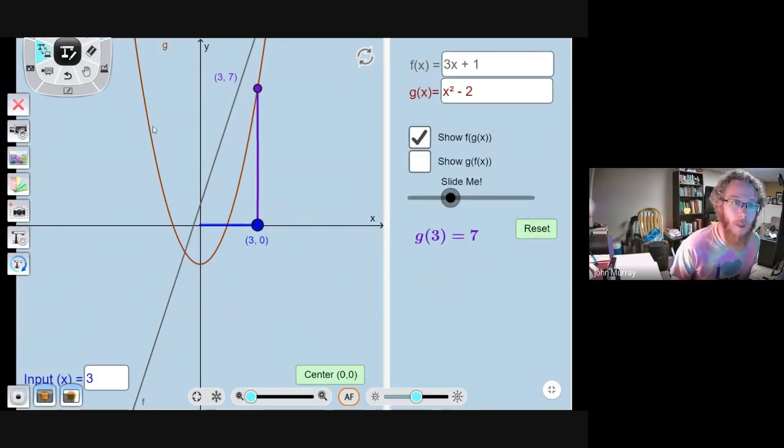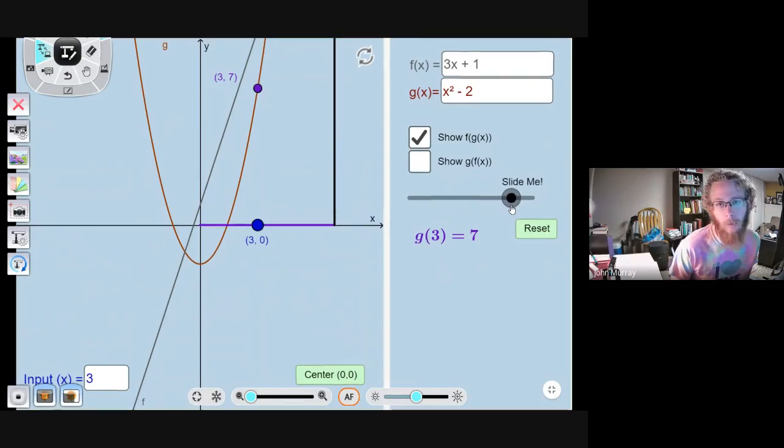Okay, so here, we look at this graph. That's 7. So now I take that 7, and that's my new x value. And then I go all the way up. 3 times 7 plus 1 would get us 22. All right.